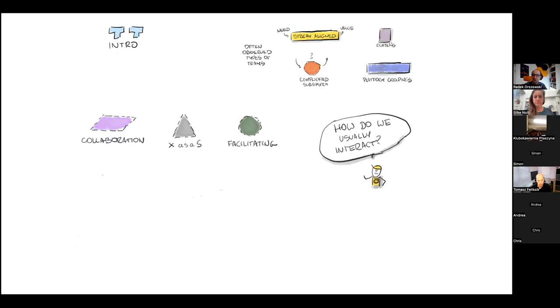Facilitating meaning increasing the capacity, increasing the skill in a different team or a different group. And these three types of interactions is what team topologists suggest to look at and also design between different teams. So we could say two stream-aligned teams could have a heavy collaboration between them because they built one product, or maybe they built two products, I don't know, like iOS and Android or something like this.